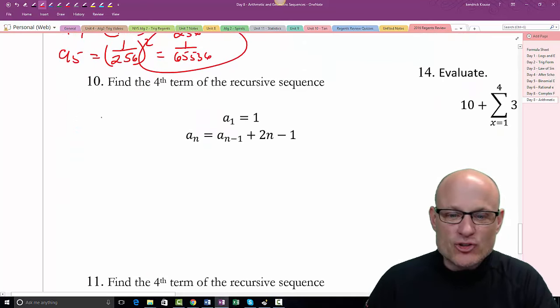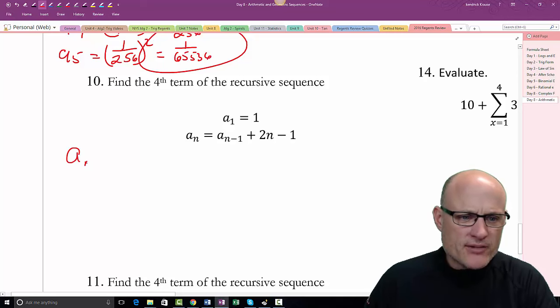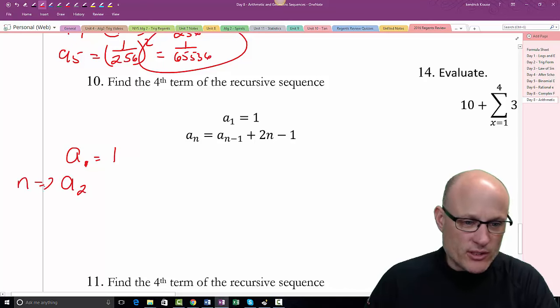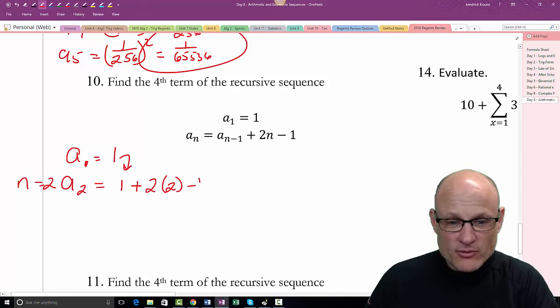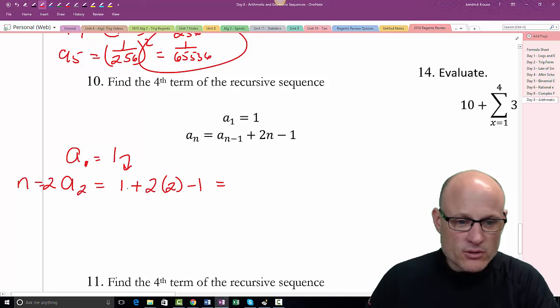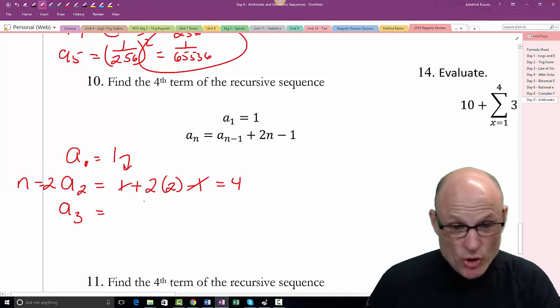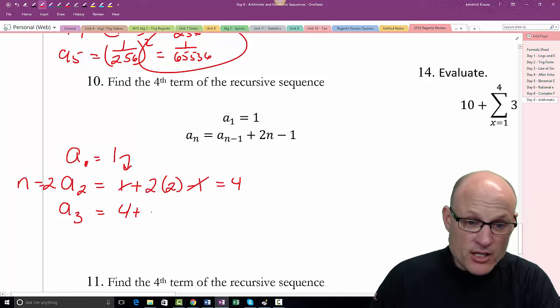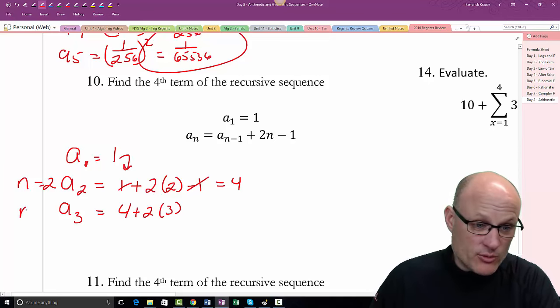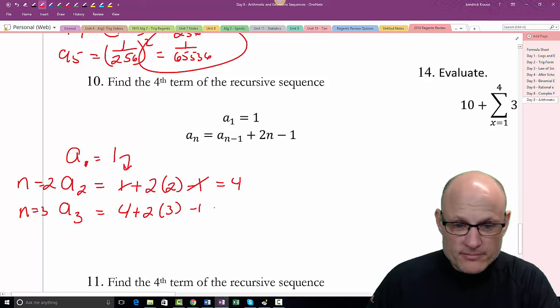All right, find the fourth term of this recursion. Ooh, now we've got a little bit more of an issue. So a sub 1 is equal to 1. A sub 2, so of course n equals 2 here, is equal to a sub 1, which is 1, plus 2 times n, n is 2, minus 1. So that is 4, and these cancel. So now a sub 3 is equal to a sub 2, which is 4, plus 2 times 3, because we're on n equals 3 now, minus 1. So that's 10 minus 1 is 9.